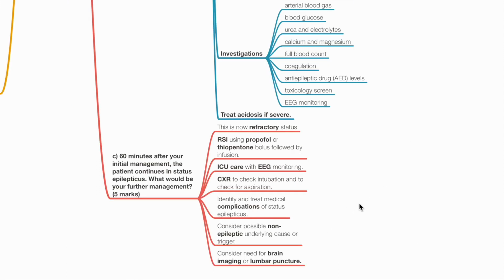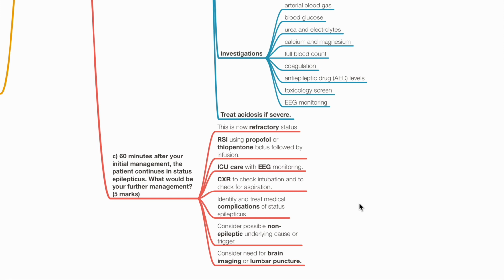Investigations to be ordered include arterial blood gas, blood glucose, urea and electrolytes, calcium and magnesium levels, full blood count, coagulation profile, antiepileptic drug levels, toxicology screen, and EEG monitoring. Treat acidosis if severe.